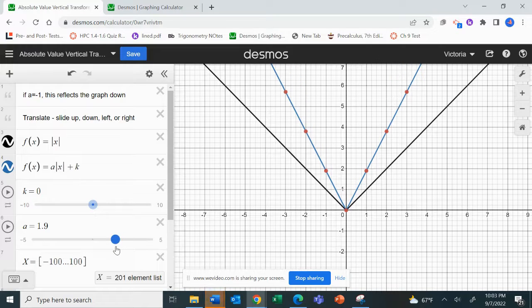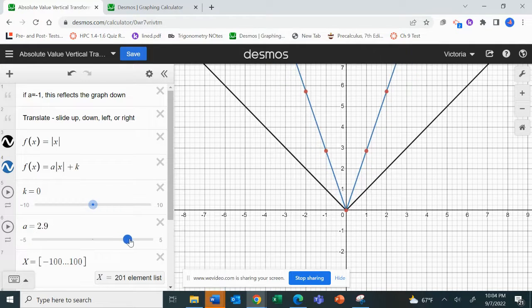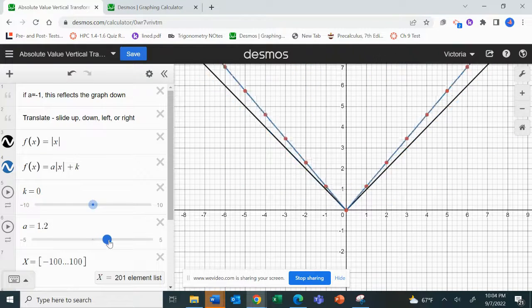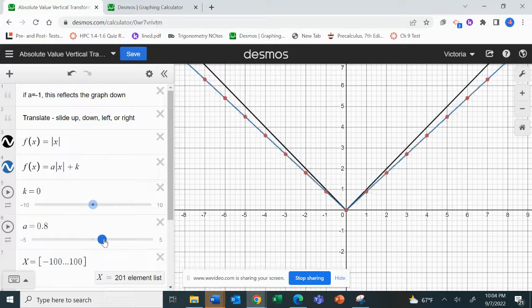They're still at X is -1, X is -2, X is -3. They're still staying at those X values. But the Y values are getting bigger and bigger and bigger. What's happening? If I multiply anything by a number bigger than 1, there we go. Here's 1.